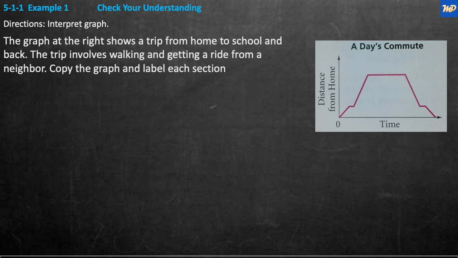Okay, example 1, check your understanding. So this time you can stop the video, pause it, and give it a try. Just see if you can figure out what this graph is telling us based on what the problem tells us. So it says, the graph at the right shows a trip from home to school and back. The trip involves walking and getting a ride from a neighbor. Copy the graph and label each section. Okay, so why don't you go ahead and do that, and then when you get back, we'll do it together, okay? I'll wait for you.